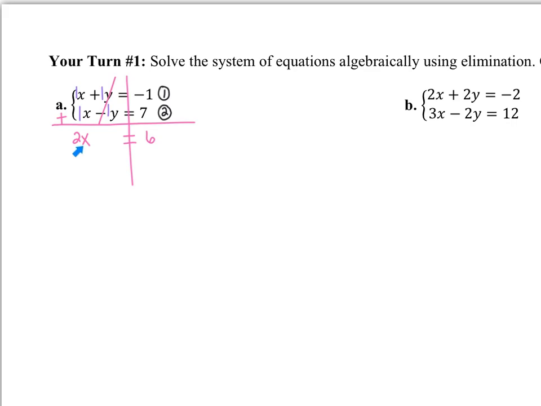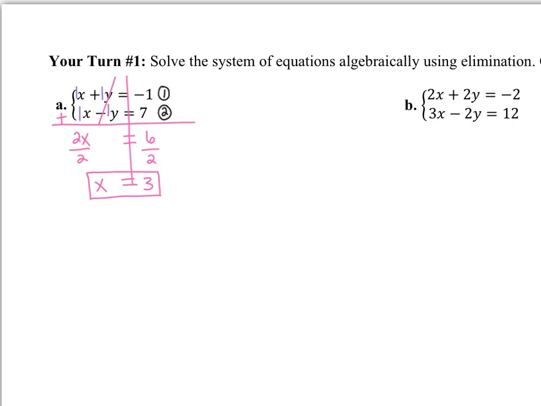So to finish solving for x, we need to get rid of the 2. Since that's multiplication, we're going to divide. So divide each side by 2. 2x divided by 2 is x, equals 6 divided by 2 is 3. So we know that x is equal to 3. So that's the only difference between solving using elimination and substitution, is that first step. Now the rest you've done many times before.